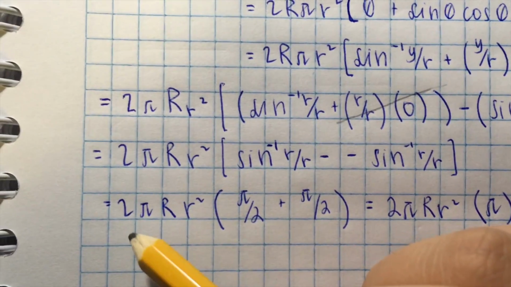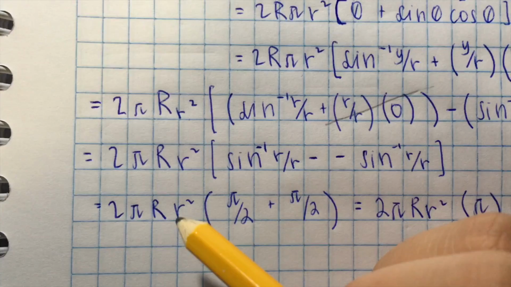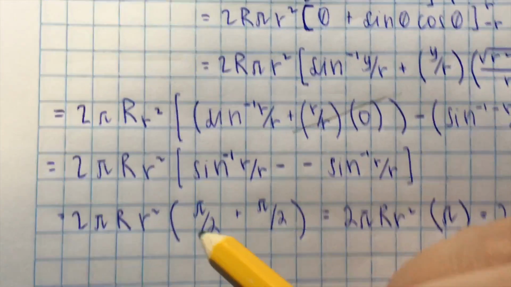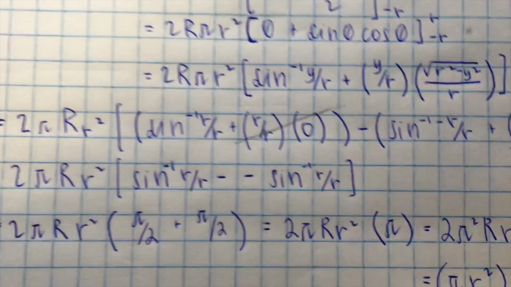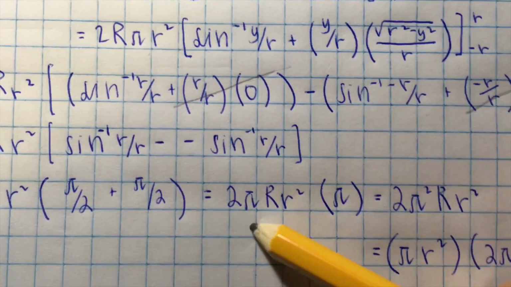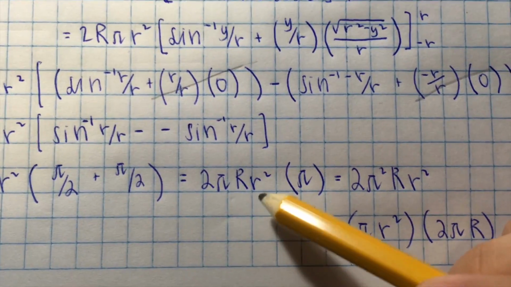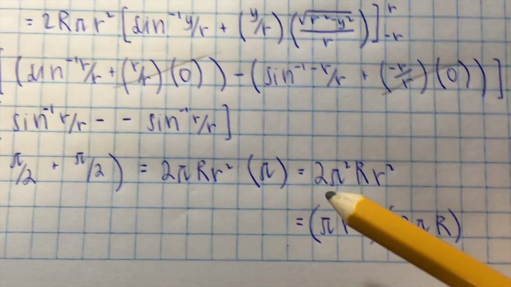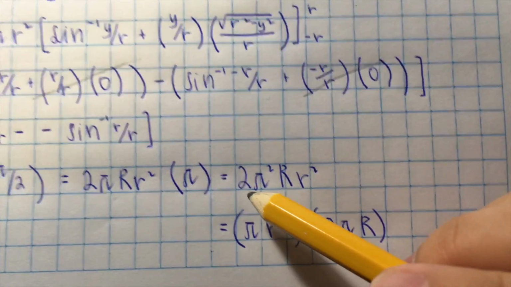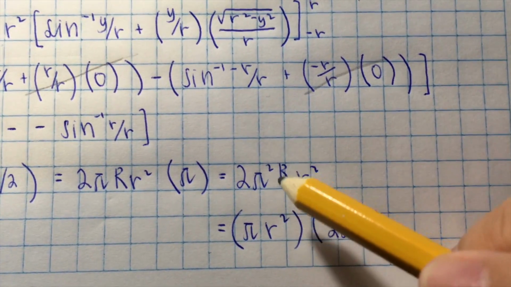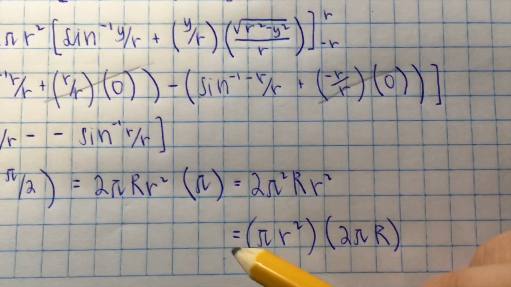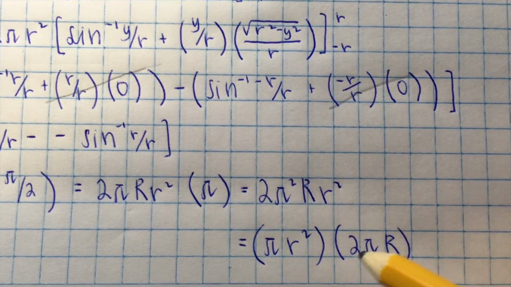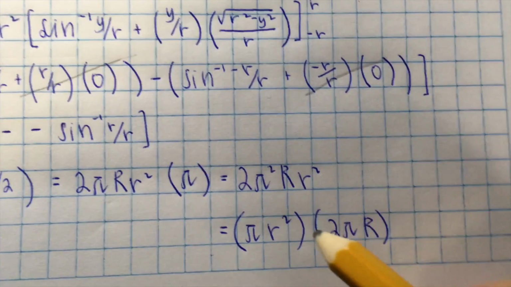So we're left with 2 pi big R little r squared of pi over 2 plus pi over 2, equals 2 pi big R little r squared of pi, as this becomes pi, which when we multiply them together we have 2 pi squared big R little r squared, equals pi r squared times 2 pi R. So this is the final answer.